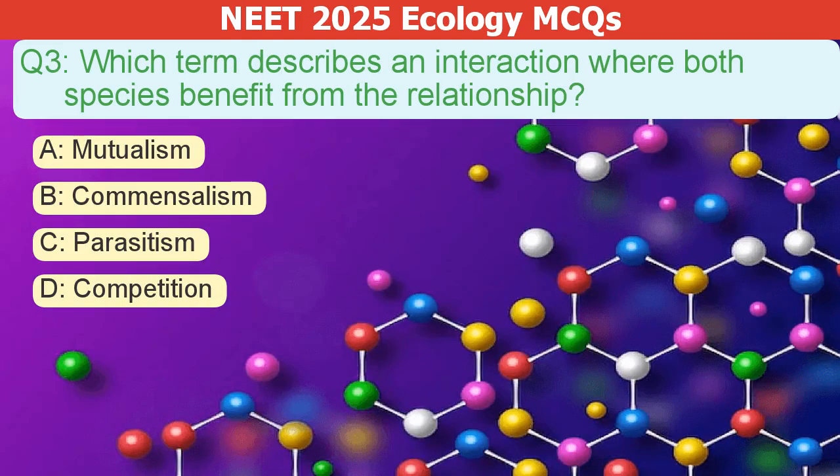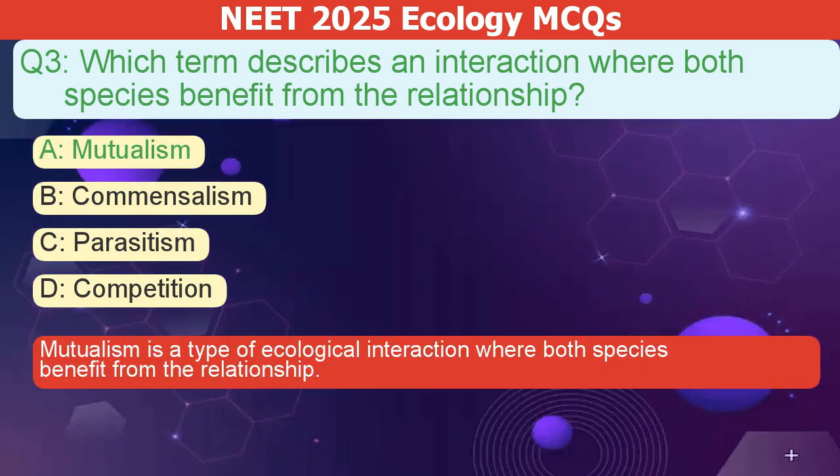Which term describes an interaction where both species benefit? A. Mutualism. B. Commensalism. C. Parasitism. D. Competition. The correct answer is A. Mutualism is a type of ecological interaction where both species benefit from the relationship.